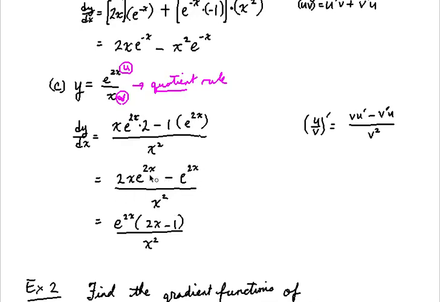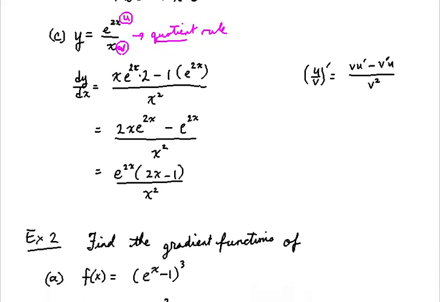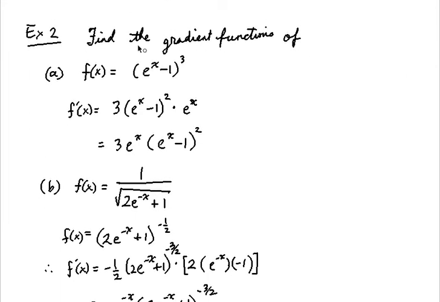I can factor out this term here, so I factor it out, and there's my answer. Okay, let's do one more example with finding the gradient function. What's the gradient function of f of x? Well, the gradient function is really just f prime of x. So I'm still doing the same thing, just using different words. Here's my function. Now this time, we're actually going to be using the chain rule.